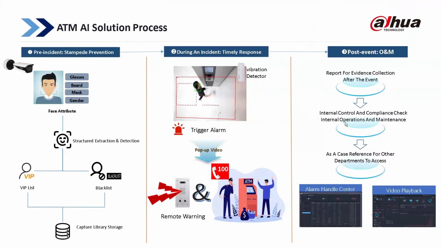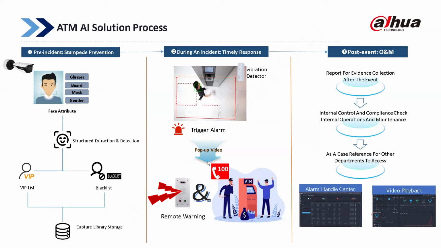So how do we design this solution? In the ATM, we can run face recognition so that we can filter VIPs. We can filter people in the blacklist and such. Then we model this before the incident happens. During the incident, we have an alarm triggered. Let's say the vibration detector triggers the alarm.